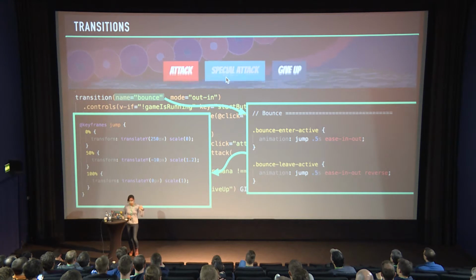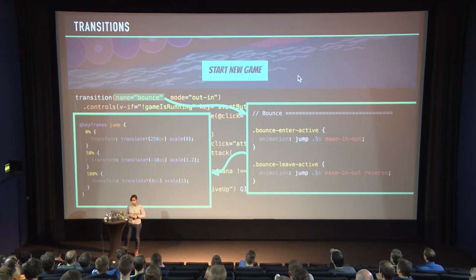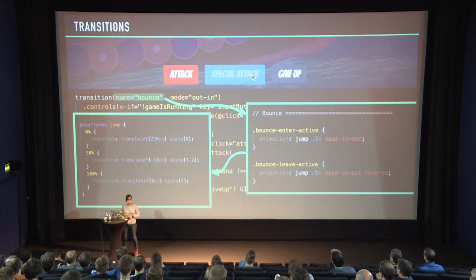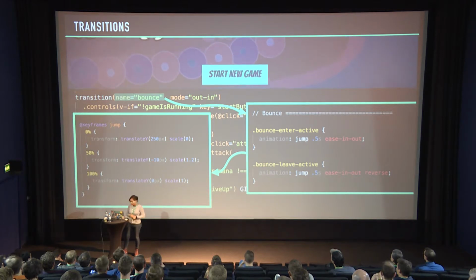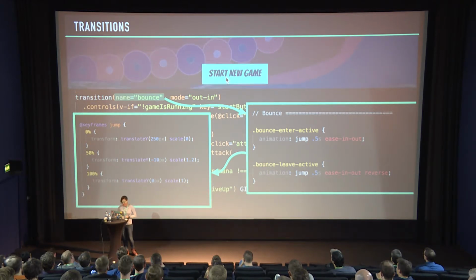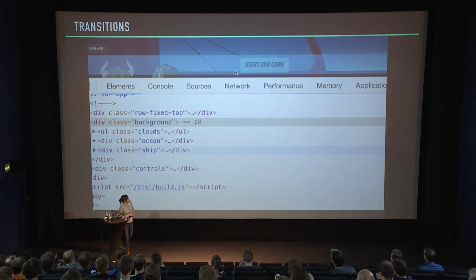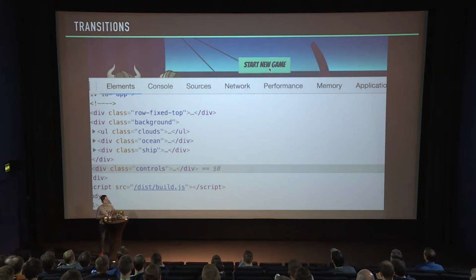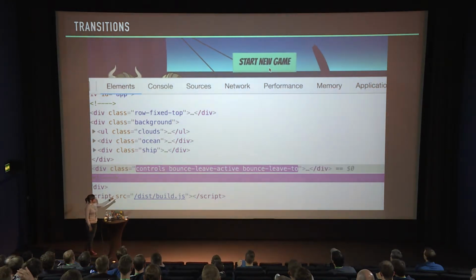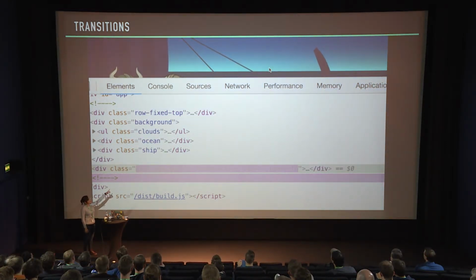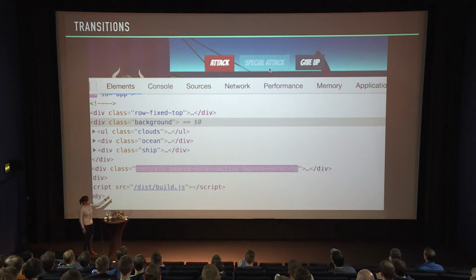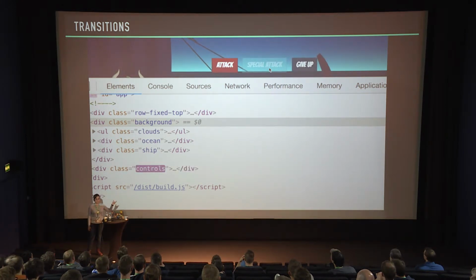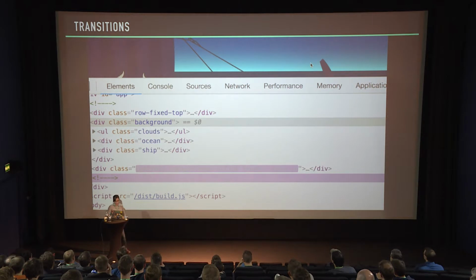And this is the bounce animation, nothing special. I'm just translating it and changing the scale so that it pops a bit and then goes out of the screen. And this is a slow motion video of how these classes get attached to the DOM and then removed from the DOM. You can see that when I click on the button, the div that contains the controls is attaching bounce-enter-active and bounce-leave-active to the div. That's what happens, but super fast.